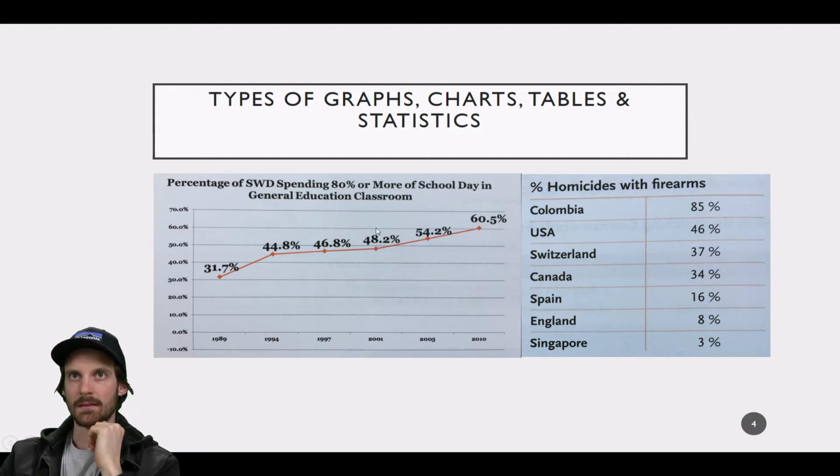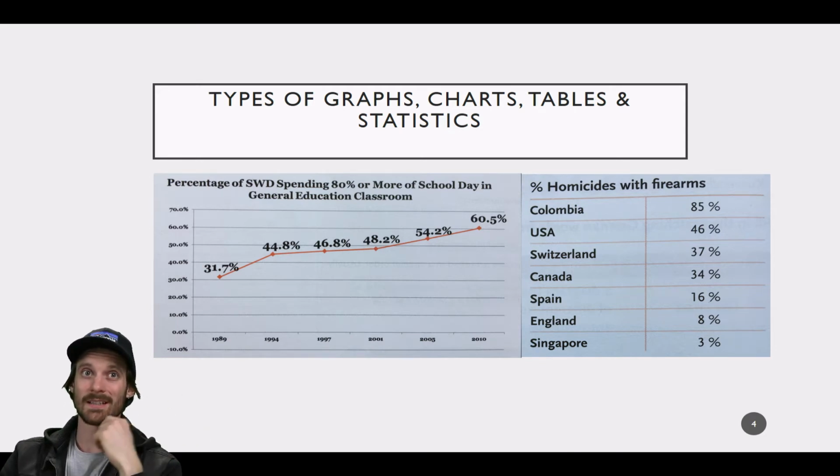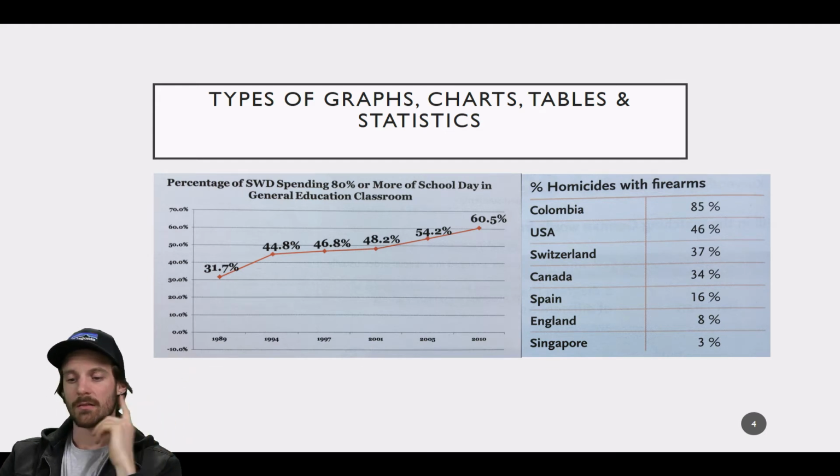I think this type, so the graph, is also a very common means for describing something, describing percentage, for example fertility or something like this.